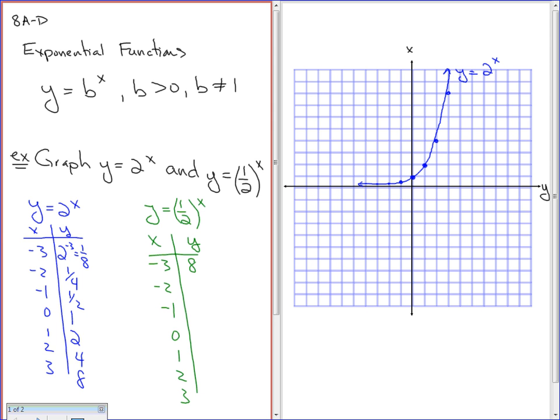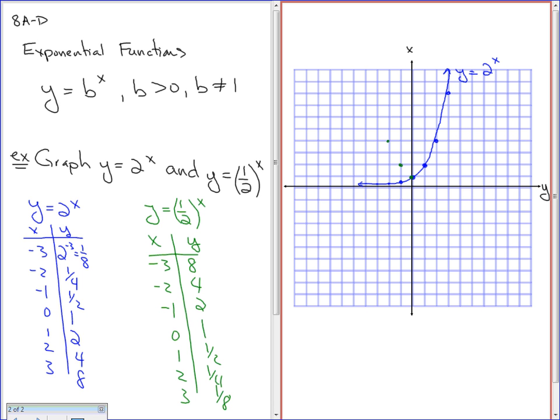1/2 to the -3 is 8. 1/2 to the -2 is 4. 1/2 to the -1 is 2. 1/2 to the 0 is 1. 1/2 to the 1 is 1/2. Then 1/4 and 1/8 respectively. So graphing y is equal to 1/2 to the exponent x. Yeah, that function.